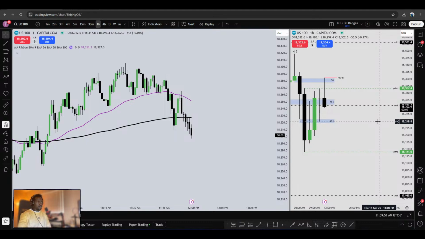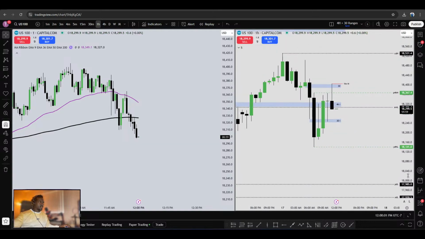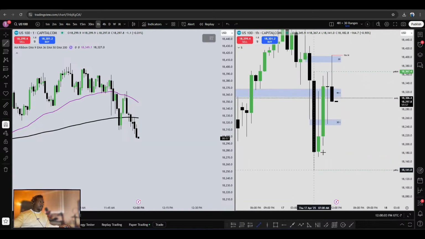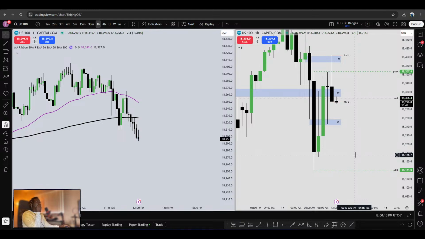So if we keep going down for now, I don't have an idea. Okay, so that's the new candle, and that's our previous 1 hour low right there. So let's see how this works. 1 hour low right there. No.